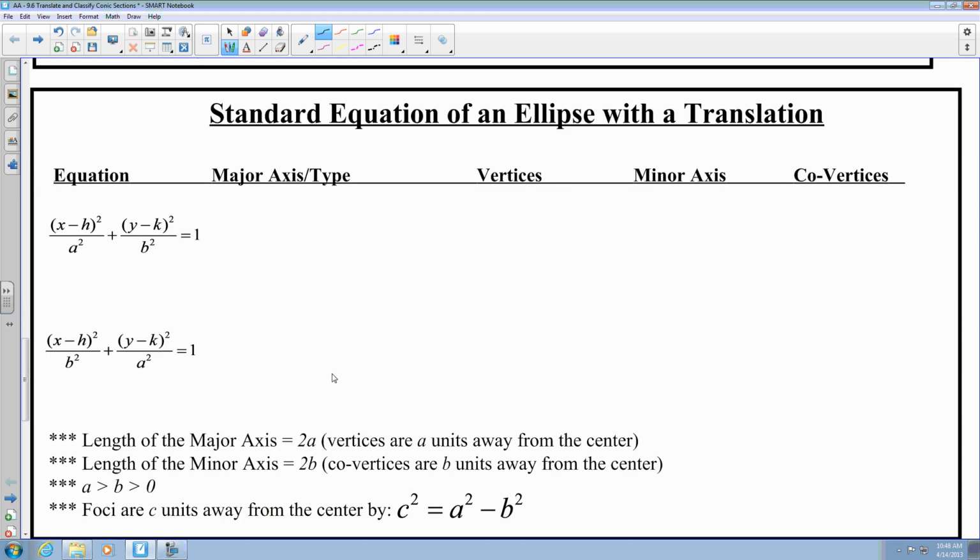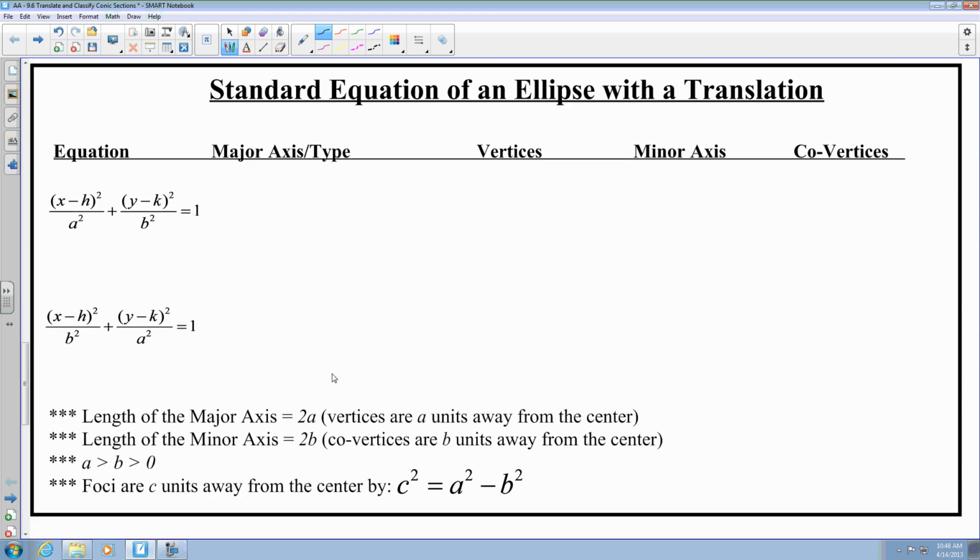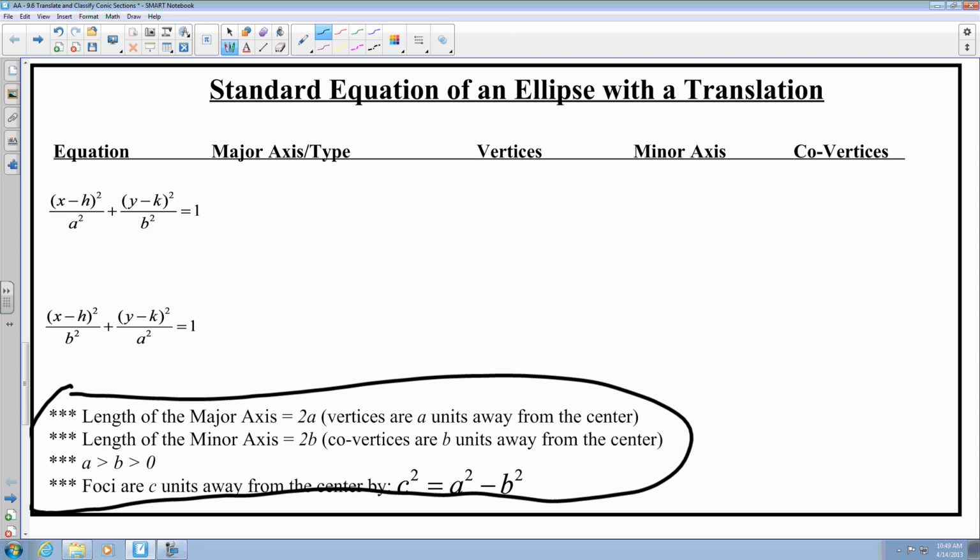The next one's the ellipse, and if you look here on the bottom, none of this has changed. The value for the major axis is still 2a. The value for the minor axis is still 2 times b. B will always be the larger value when we're dealing with ellipses, and the larger value dictates whether it's the hot dog or hamburger ellipse that we talk about.